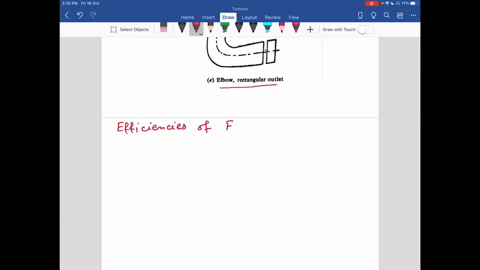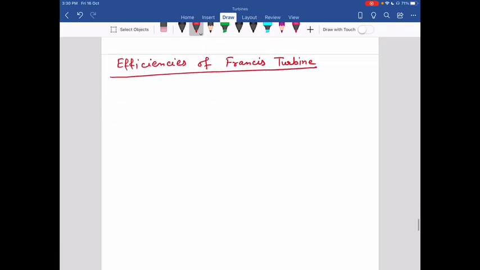Efficiencies of Francis turbine. The first efficiency is the hydraulic efficiency, denoted by eta H. Its definition we have already seen in the Pelton turbine.